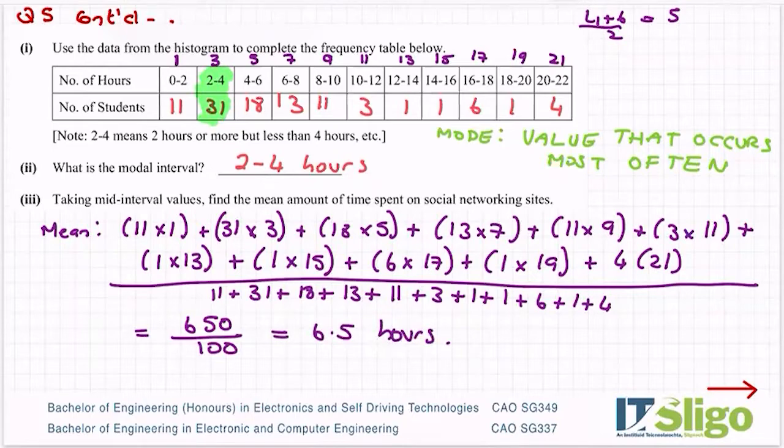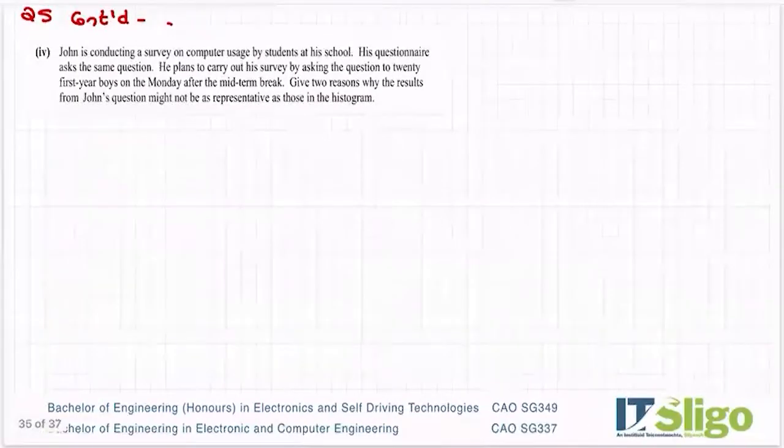Okay, and it feels right. It's down around here somewhere. Well, it's in here somewhere. Okay, and you can see the bulk of the students is down this end, which would pull our mean or our average down towards this side. There's much less students up here, which is why our mean is in the lower half of the table. Okay, so that was the mid-interval values.